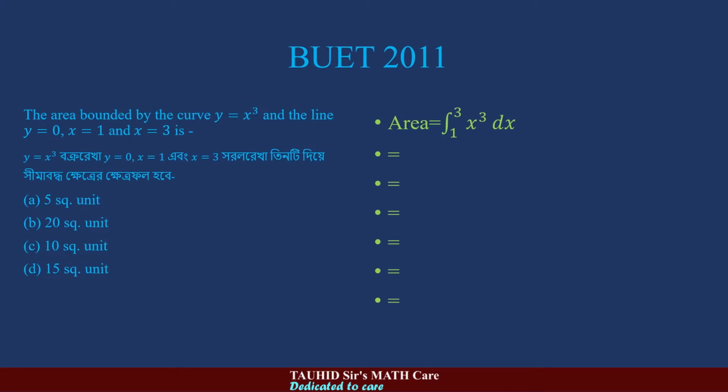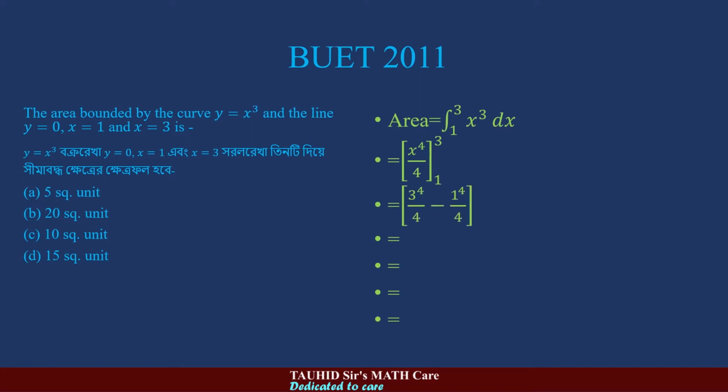Now the solution. We all know that area is integration of y dx, that means integration of x cube dx, and what will be the limits? According to the question, the limit will be from 1 to 3. When you integrate x cube, what do you get? You get x to the power 4 by 4 and limits will be 1 to 3.